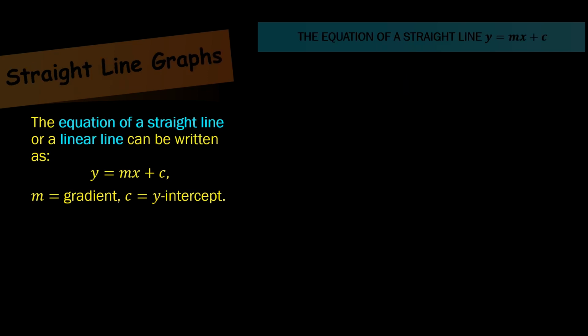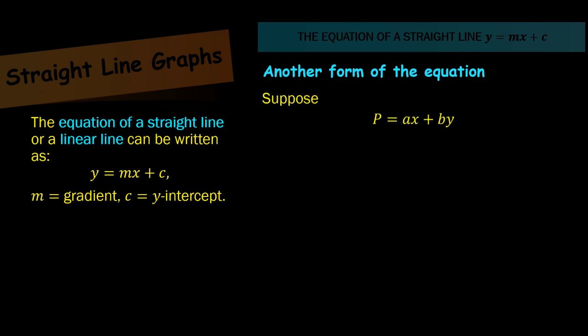The equation of a straight line or a linear line can be written as y equals mx plus c, where m is the gradient and c is the y-intercept. Let's take a look at another form of this equation. Suppose we have p equals ax plus by. Let's see how we can convert this into the form y equals mx plus c. We're going to begin by isolating the y's by subtracting ax.